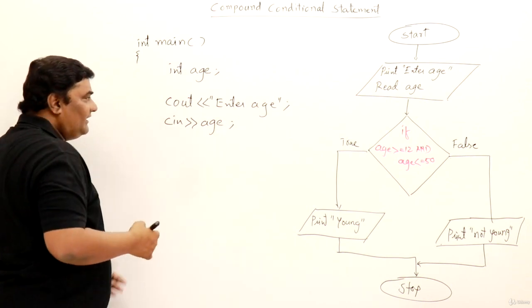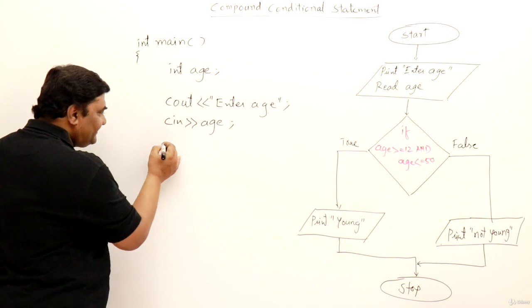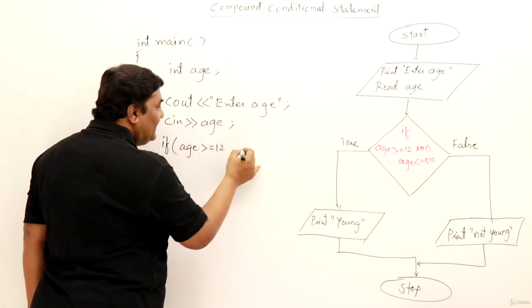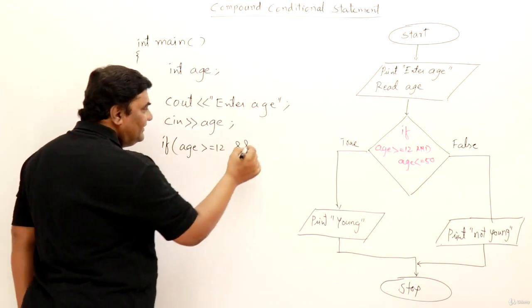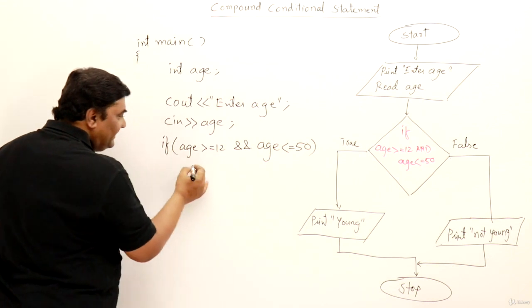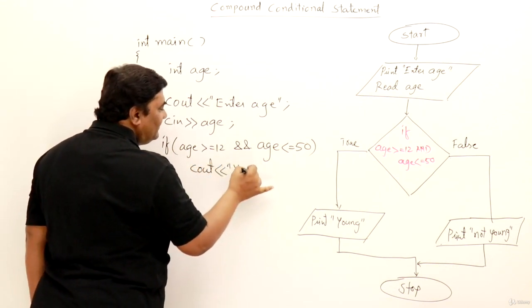Now the condition part: how to write the same condition in C++. If age is greater than or equal to 12 and, which means we have this symbol, then age is less than or equal to 50, then here I should print a message, cout young.